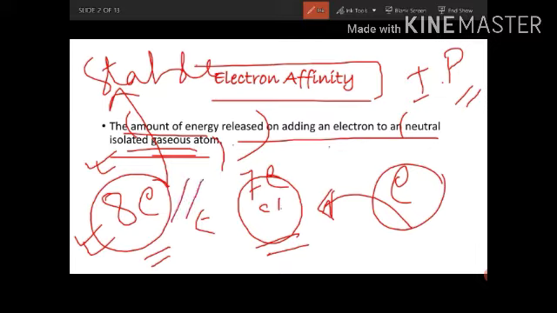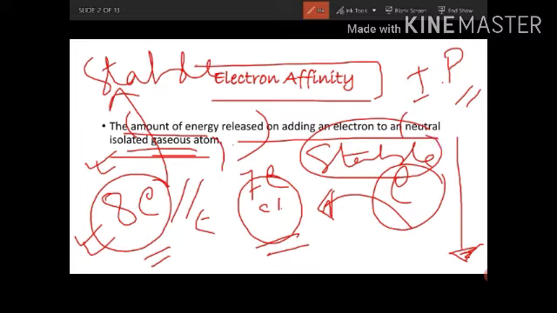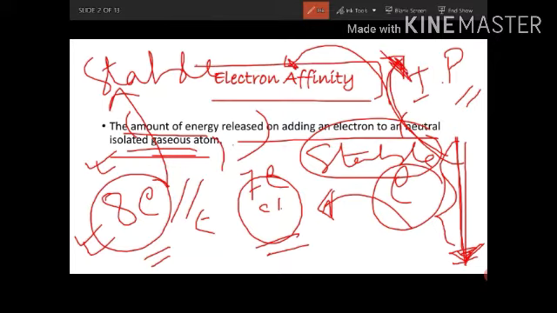So what happens when you become stable? When you become stable, your energy level decreases. So what happens to the extra amount of energy? This is liberated. And what is this energy known as? This is known as electron affinity. So when you become stable, the energy level decreases, and this energy is released. It is known as electron affinity.